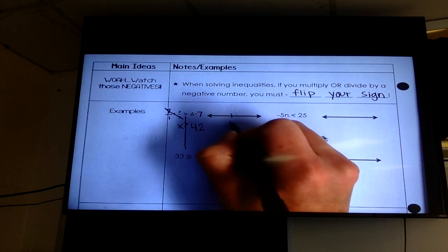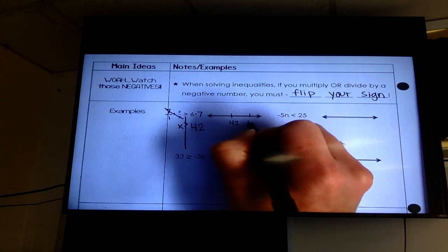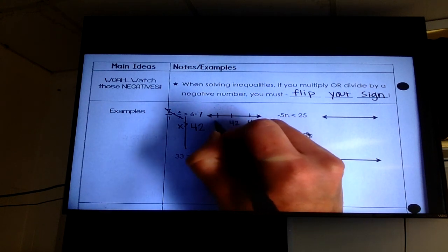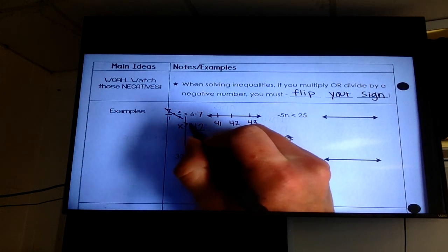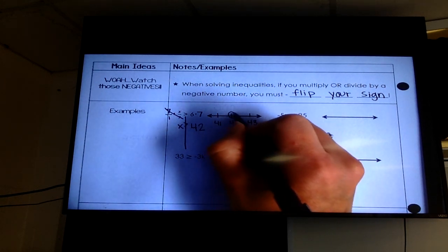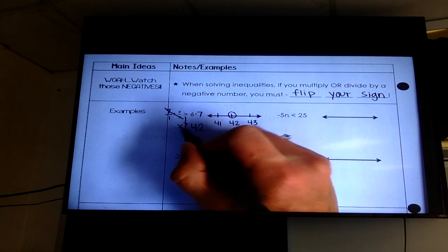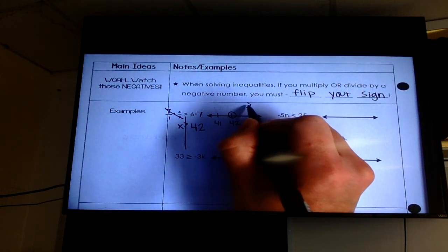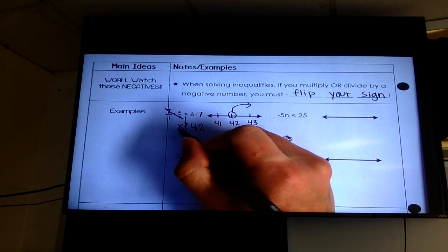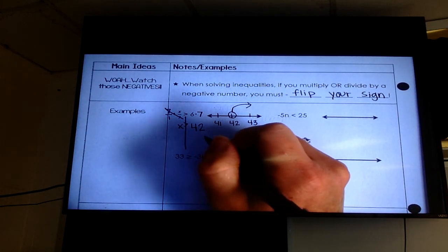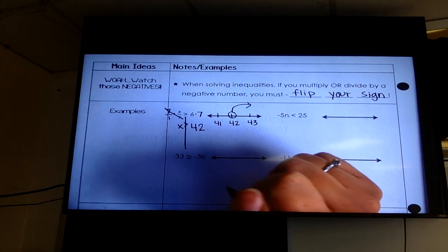All right, so 42. A number larger is 43. A number smaller is 41. I see greater than, which means an open circle on 42. And then the variable is first, so it's pointing in this direction. It's telling me to shade to the right. Or plug in a number. 41 is greater than 42. Nope, that doesn't make sense, so I don't want to shade in that way.